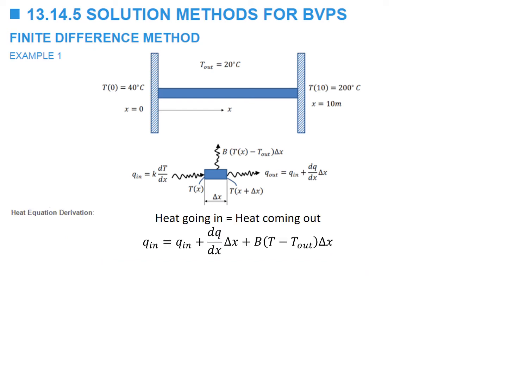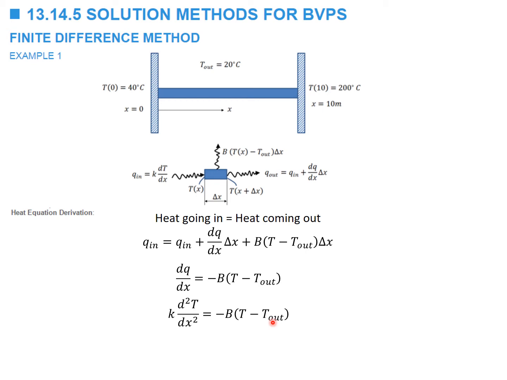Alright, so heat going in is equal to the heat coming out. We can write this equation: Q in is the heat coming in, and the heat coming out is equal to Q in plus dQ by dx multiplied by delta x plus B multiplied by the difference in temperature multiplied by delta x. Q in will cancel Q in, delta x will cancel with delta x, and we're left with this differential equation that says dQ by dx is equal to negative B multiplied by the difference in the temperature between the bar and the outside environment. dQ by dx, we can replace with K dT by dx.